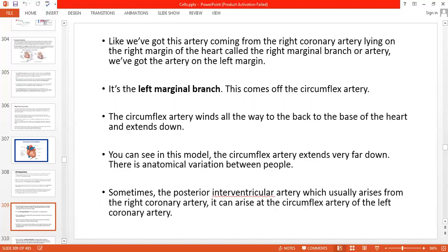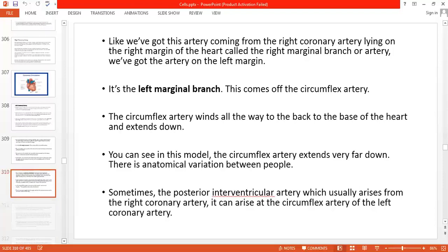This is anatomically a variation between people. Some have the circumflex artery located in a different area of the heart. Sometimes the posterior interventricular artery, which usually arises from the right coronary artery, can arise from the circumflex artery of the left coronary artery.